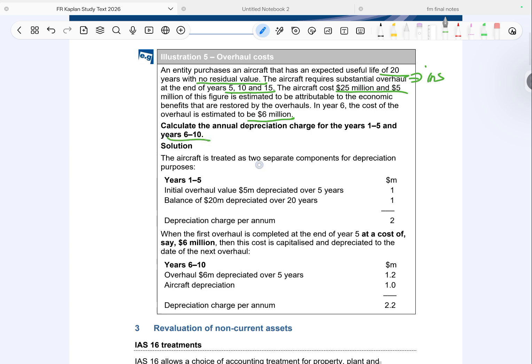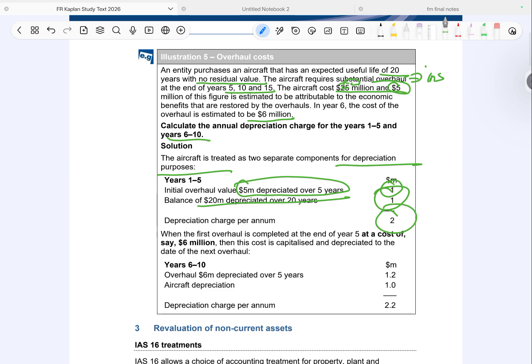So the aircraft is separated into two separate components for depreciation purposes. First, we have the initial value of 5 million depreciated over 5 years. That 5 million is divided by 5 years, because after every 5 years we have an inspection. So the yearly depreciation cost would be 1 million. And the remaining 20 million is for 20 years. Out of this 25 million, 5 million is estimated as inspection cost, so this will give us 20 million. 20 million for 20 years will be 1 million again. So the depreciation charge for every year is going to be 2 million.